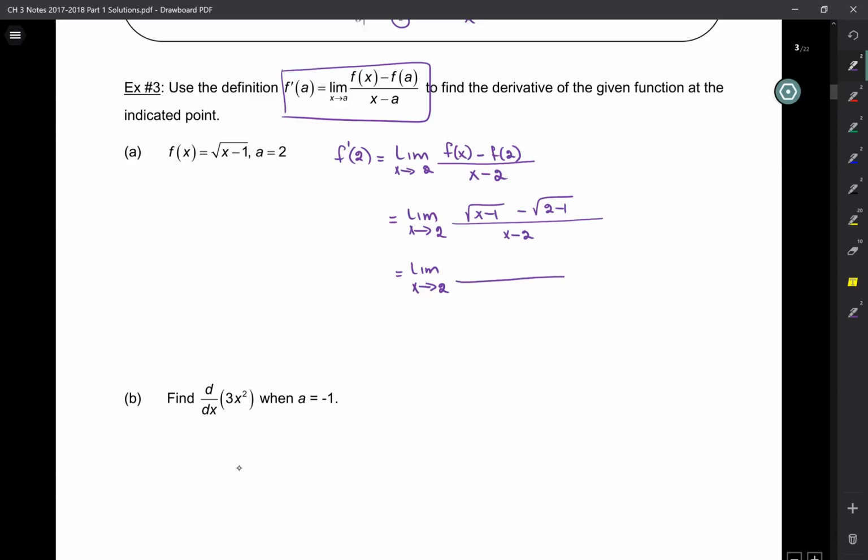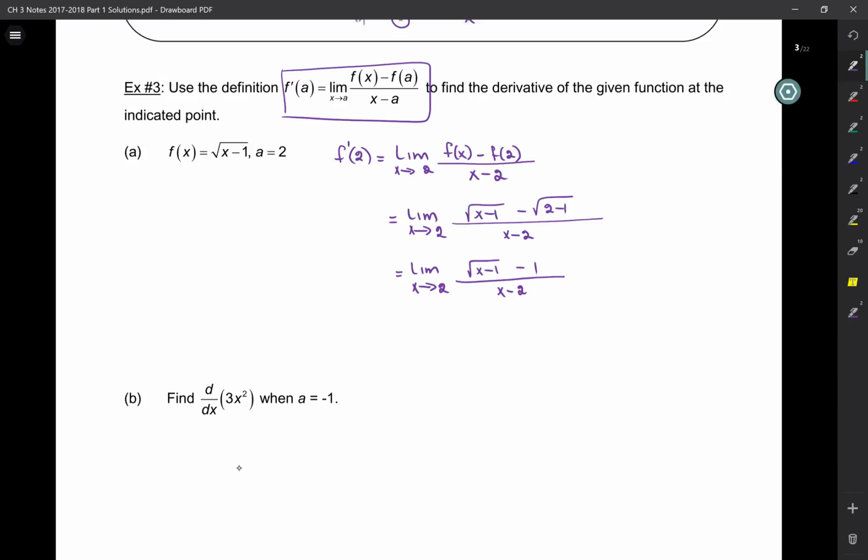as x approaches 2 of the square root of x minus 1, minus 1, over x minus 2. Okay, now what happens when you plug 2 in here? You'll get a 0 in the denominator, and what will you get on top? 0. You're going to get 0 over 0, which doesn't work. So now I need to do something with this in order to not get a 0.